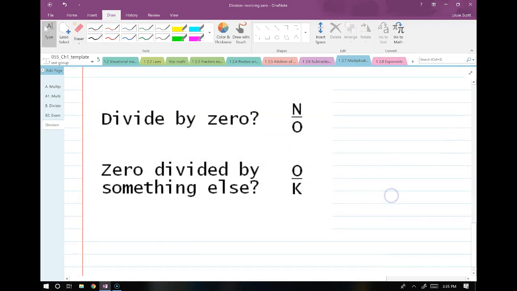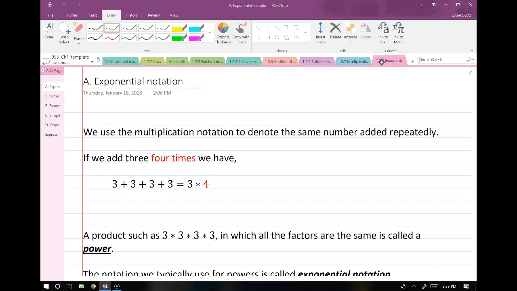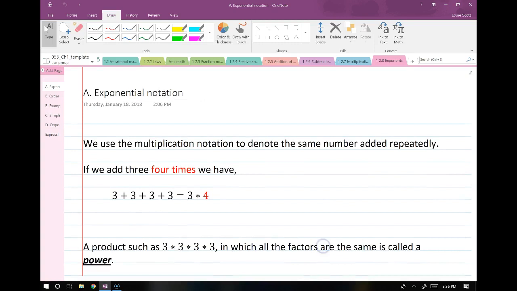Here is just something to help you remember, right? Divide by 0, N-O, right? N over 0. 0 divided by something else? Okay. All right. Yeah, there's a lot of jokes out there about dividing by 0. Look them up if you feel like being entertained.